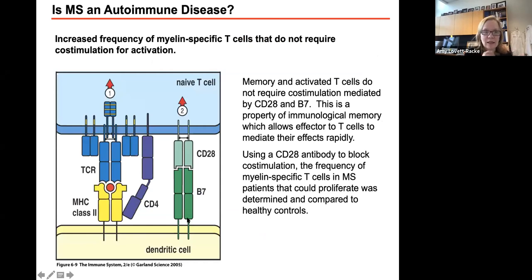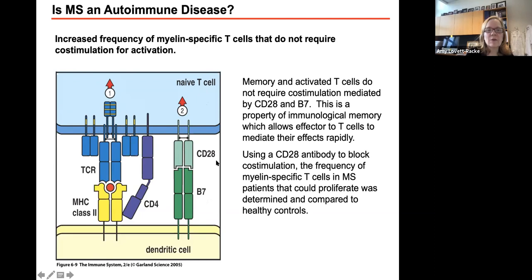So my lab did a study that came out just after that one, and this was looking at how T cells become activated. Naive T cells need two signals to actually become activated. The T cell receptor must engage the myelin peptide in the context of MHC. We call this signal 1. And you have to have this co-stimulatory signal between CD28 and B7. Both of these signals are needed for a naive T cell to proliferate and become activated initially.